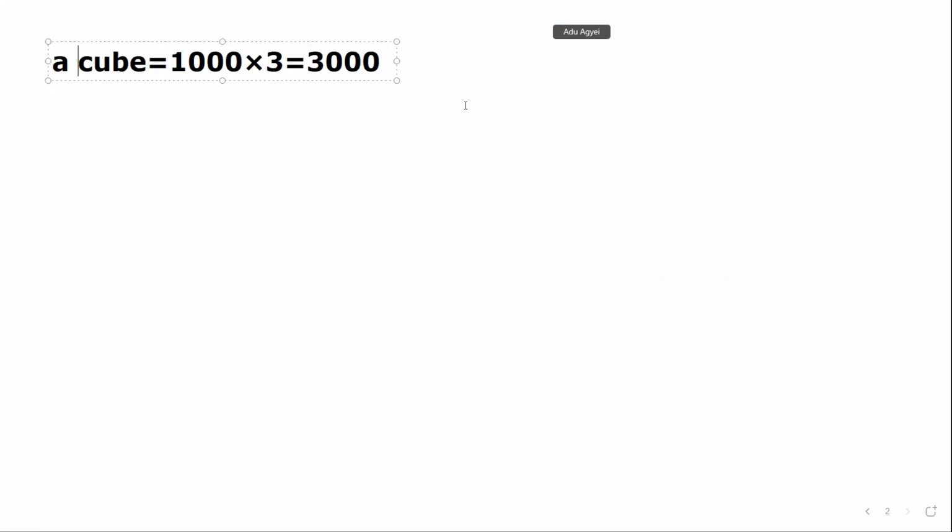Good. Now let's first draw our keys. A key is equal to 1,000 times 3. That will be approximate or equal to 3,000. So you are going to draw a key here, a key. Draw 3 keys. Good.